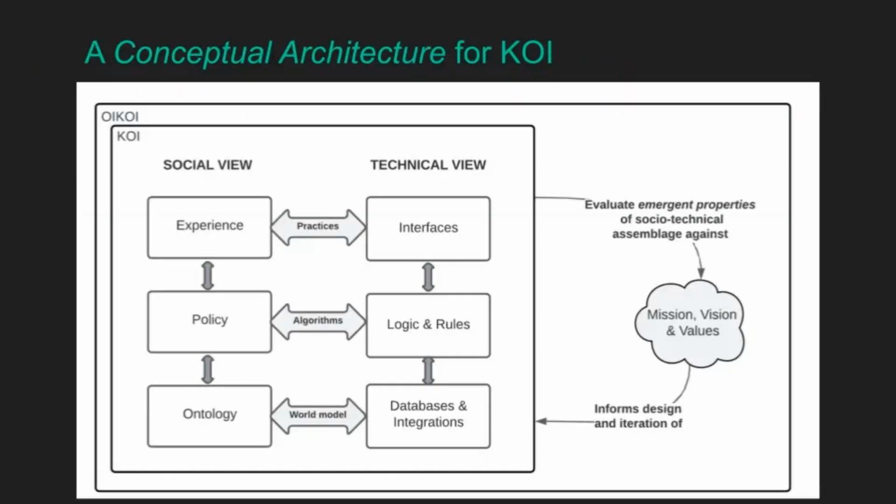So a way of conceptualizing KOI is by first looking at it as a pairing of a social and a technical view. The social view is coded on things like the experiences of interacting with it, the policies that are implemented within it, the ontologies that structure it. From a technical view, these look like interfaces, the things we actually touch and play with, talk to, read from, write to, the logic and rules. It's like the back end. It's the part that determines what happens when you do something, and then there's the even further back end where you get to the databases or the integrations with other tools and the way data is shared between things.